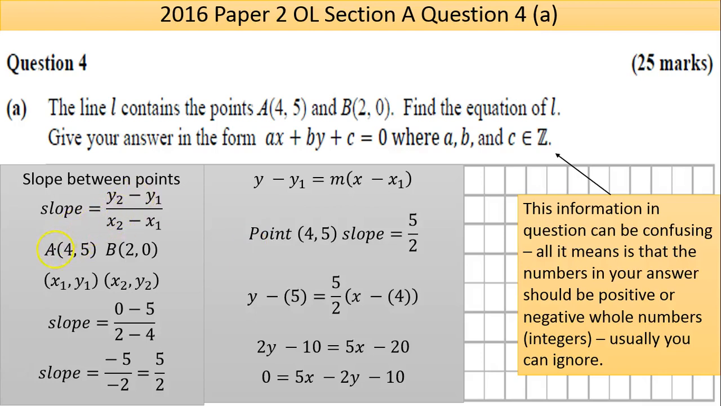I'm being very piecemeal here. I'm identifying my 2 points and labeling them: first x value, first y value, second x value, second y value. It doesn't matter if you swap them around and call the point 2, 0 x1, y1. Ultimately, you get the same answer. Then I put my values in place. Instead of y2, I'm putting 0. Instead of y1, I'm putting 5. x2 is 2, and x1 is 4.